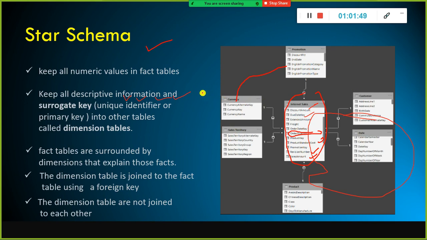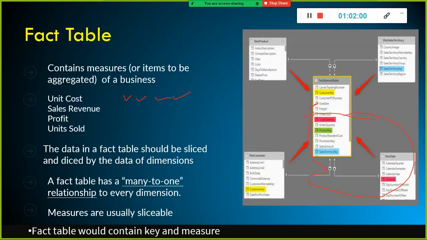Whereas in the case of snowflake schema, the dimension tables themselves will get joined with each other. I'm not going to discuss this now, for the time being, because I don't want to dump everything in a single session.